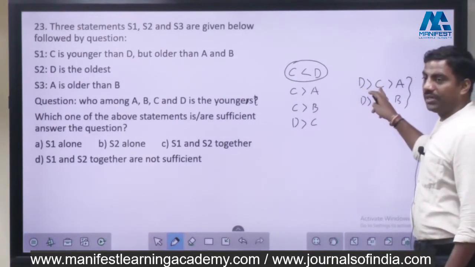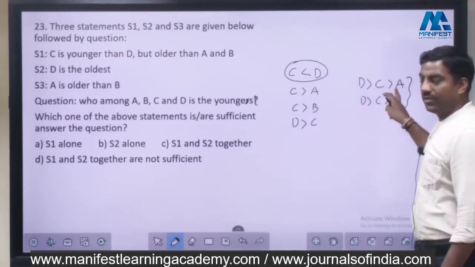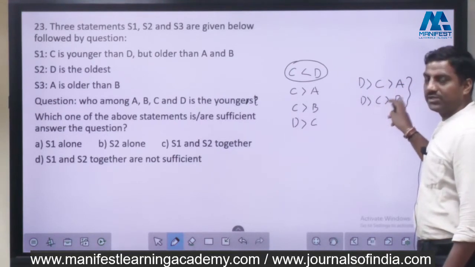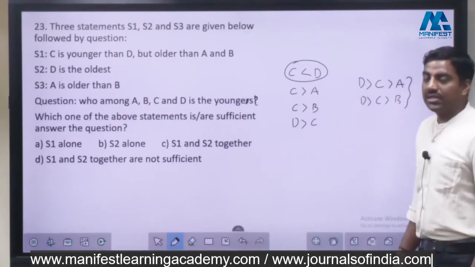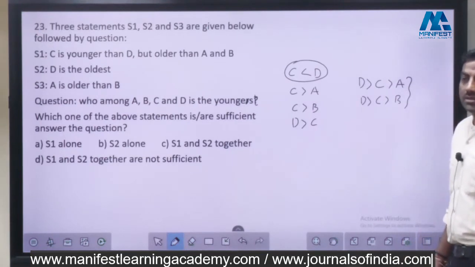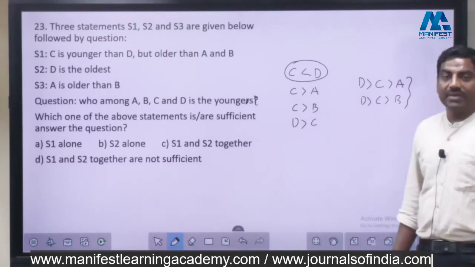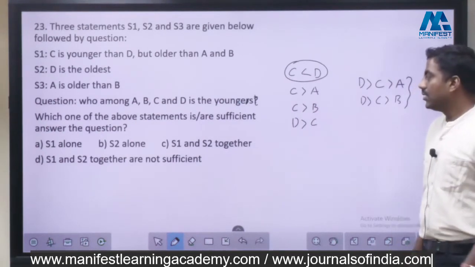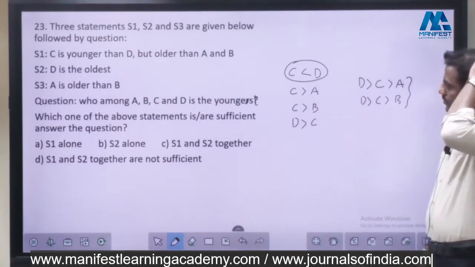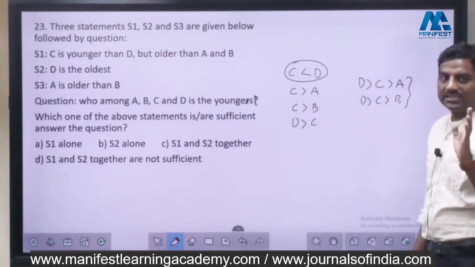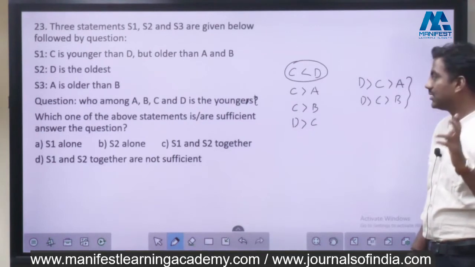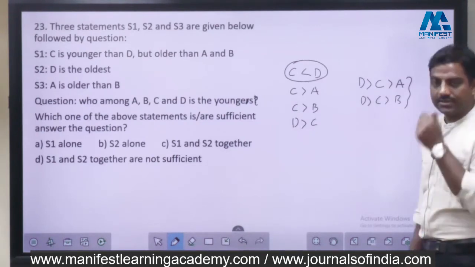D is older compared to C. C is older compared to A. D is older compared to C. C is older compared to B. They are asking the youngest. Can we conclude with only S1? Only the eldest we can determine, but youngest we cannot. Now go to S2 alone. D is the oldest, nothing else. Consider that statement. Can we answer who is the youngest? No.